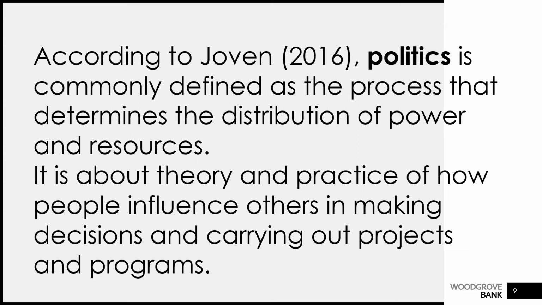How does an official distribute his power as president or as senator or as congressman? Where does he delegate it to his other constituents? It is about theory and practice of how people influence others in making decisions and carrying out projects and programs. Further, in this definition, Joven highlighted also the practice of how people influence others in making decisions, especially during this pandemic time.